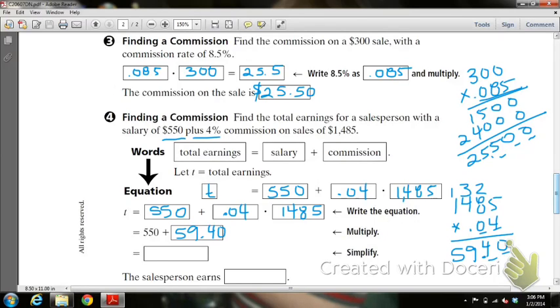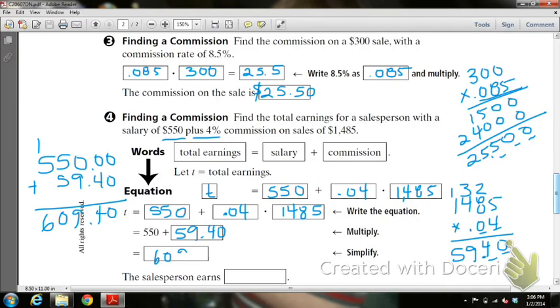And I add these two together. 550 plus 59.40. Line up my decimals. 0, 4, 9, 10, carry the 1, and 6. 609.40. So the salesperson earns $609.40.